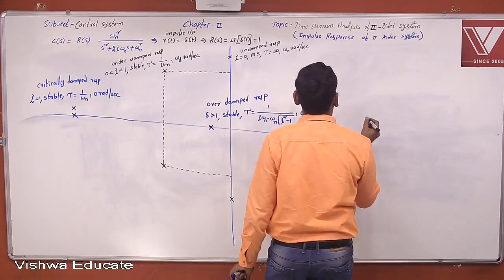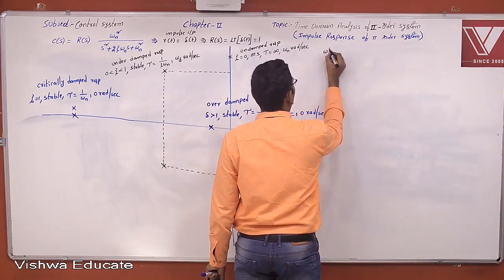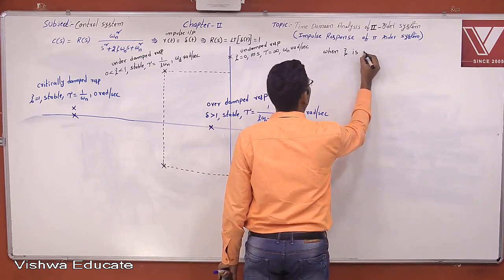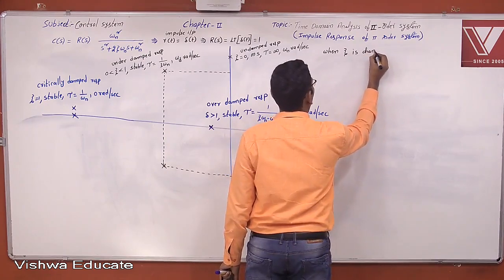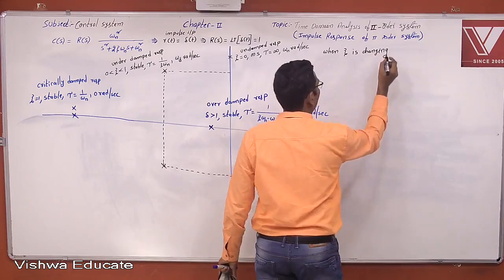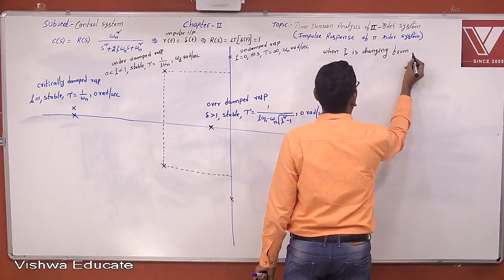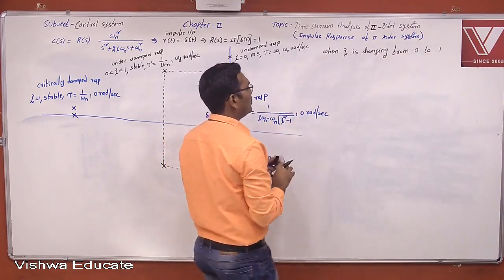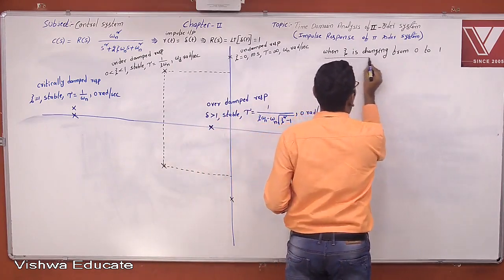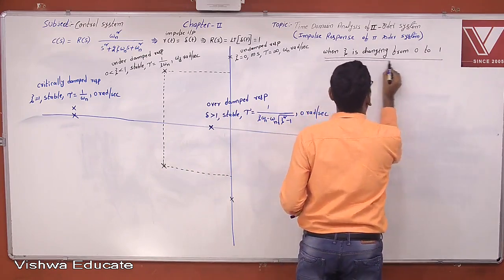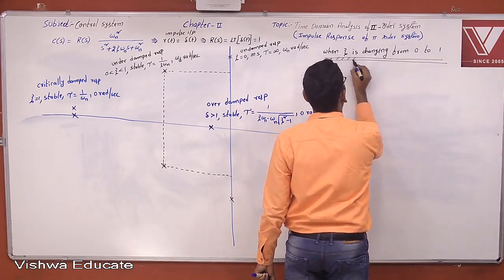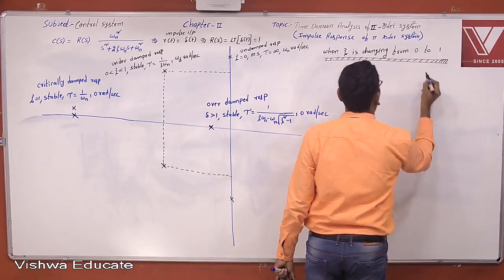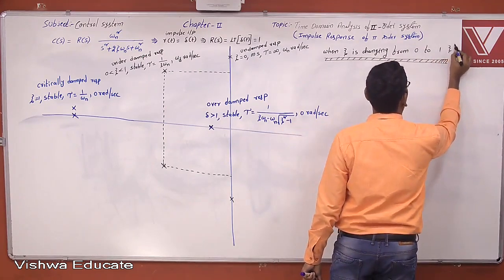When damping factor zeta is changing from 0 to 1, that means zeta increases. Zero to 1 means zeta is increasing.